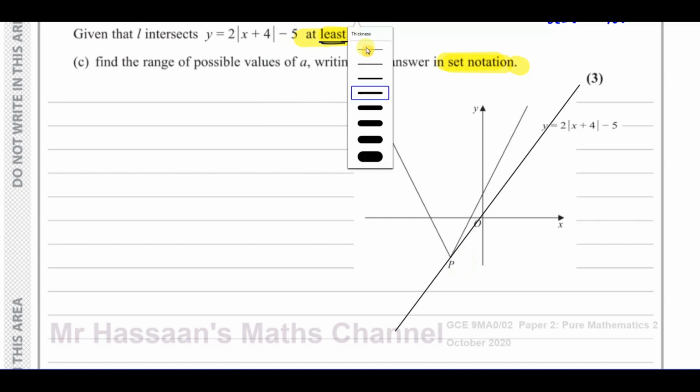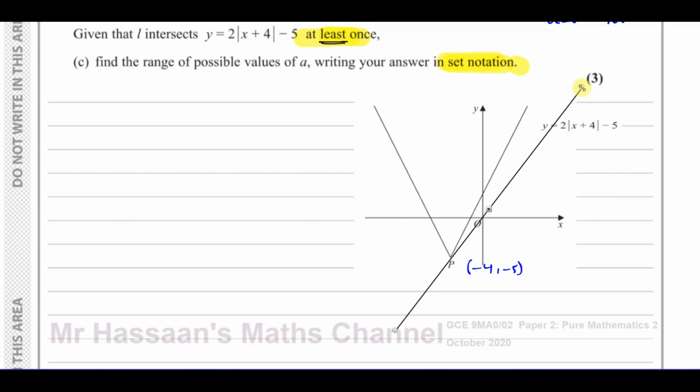So you got -4 and -5. As we said, that's the vertex. And this is the origin where this line passes through. We know 2 points that the line passes through, so we can find the value of its gradient. It passes through the origin, which is 0, 0.